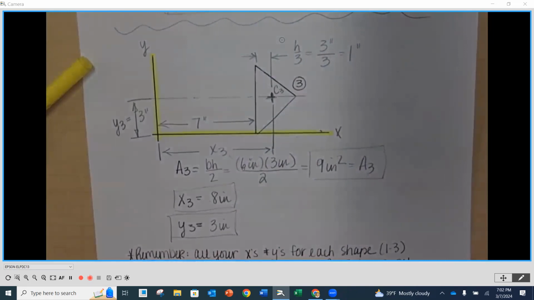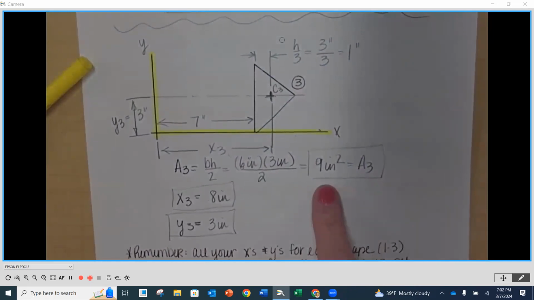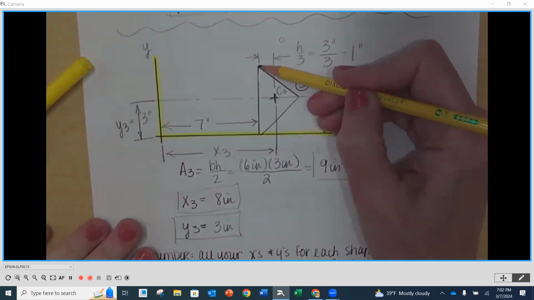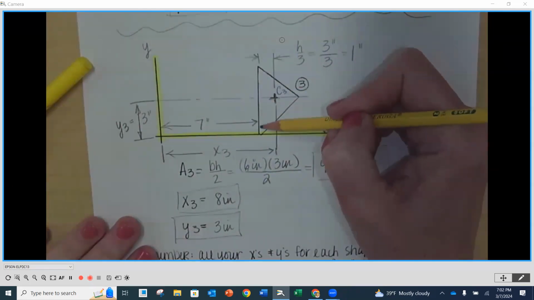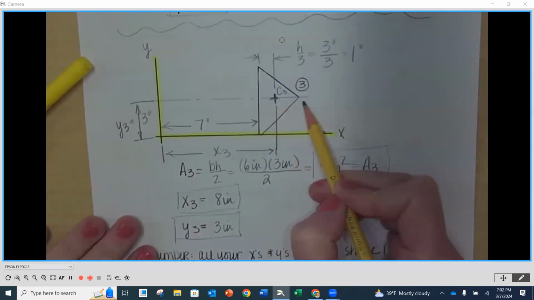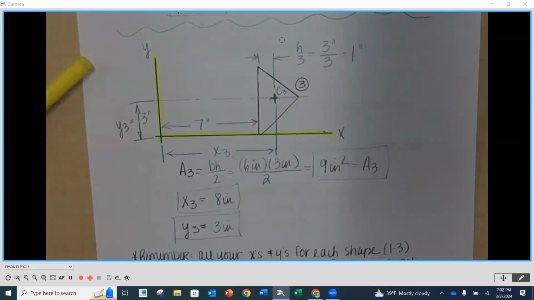So for the triangle, you should get an area of 9 inches squared. The base here is going to be 6 inches and the height is going to be 3, right? And then we divide that by 2. So 18 inches squared divided by 2 is 9 inches squared.